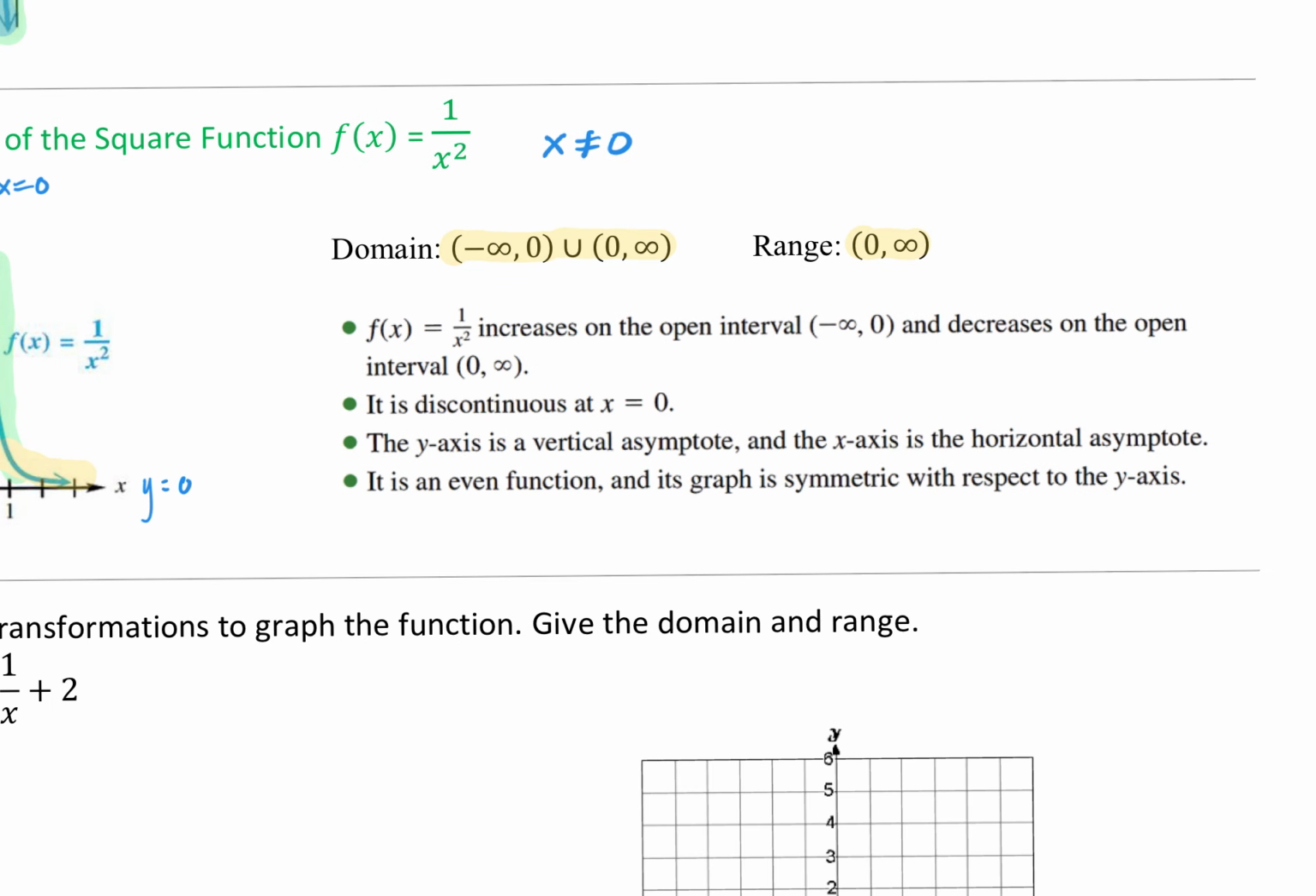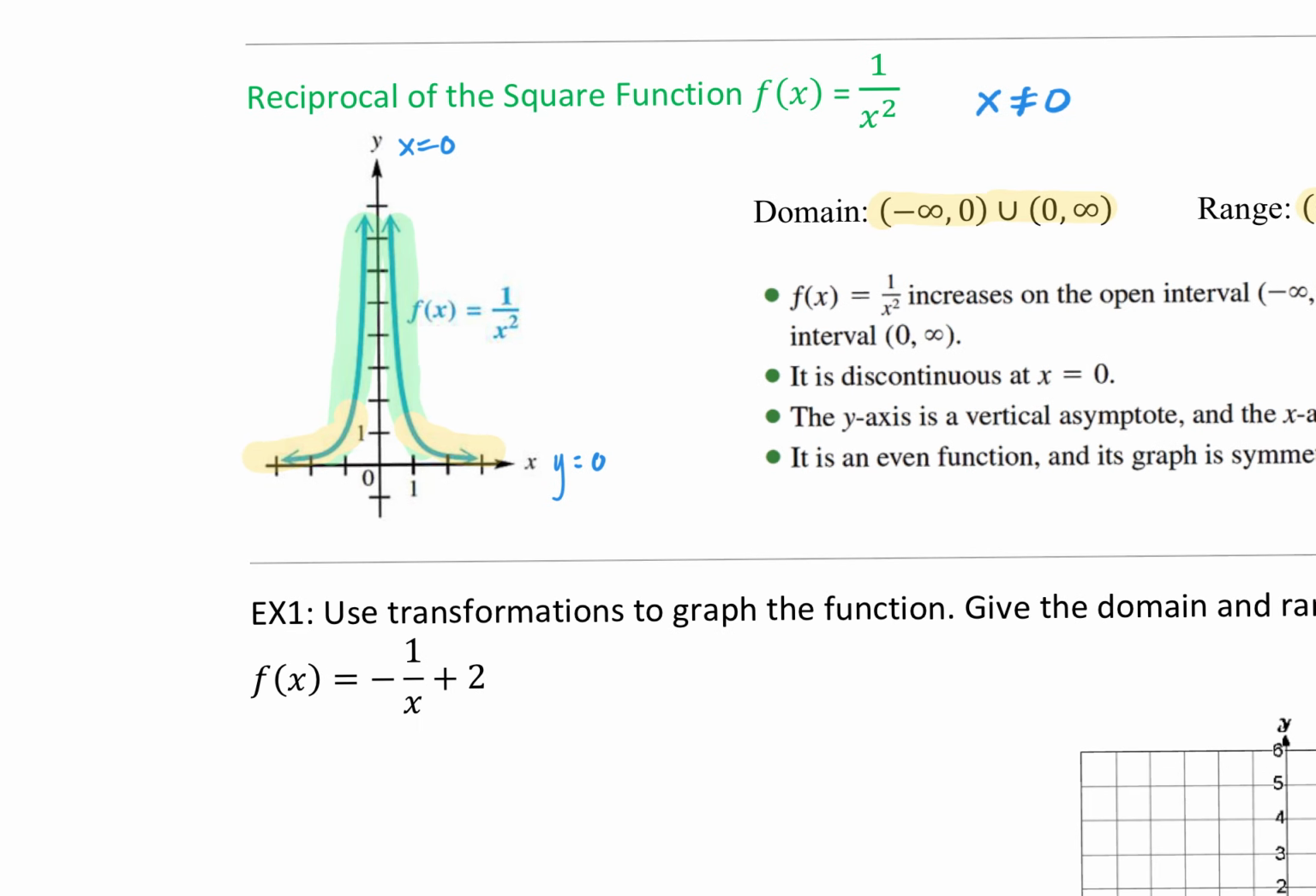So here, this is an interesting fact that 1 over x squared is actually increasing from negative infinity to 0, decreasing from 0 to positive infinity. So let's look back. Yes, notice that as I go from left to right, the graph rises on the interval from negative infinity to 0. But after 0, the graph falls as the x values get larger and larger. So it's decreasing. At x equal to 0, it's discontinuous. And again, the y-axis is the vertical asymptote, the x-axis is the horizontal asymptote.